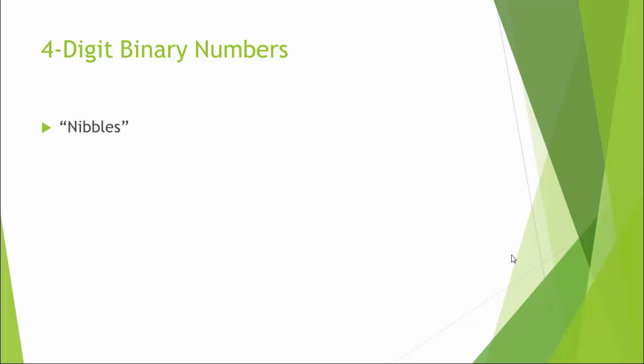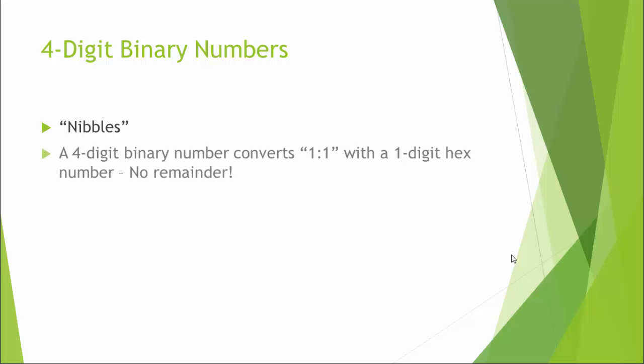So 4-digit binary numbers, we have a special name for them because they're so useful. We refer to them as nibbles. And a 4-digit binary number will convert 1 to 1 with a 1-digit hex number. There's never a remainder. Why? Because 4 binary digits can represent all the numbers from 0 to 15, just like hex can. And again, this is why hex exists.